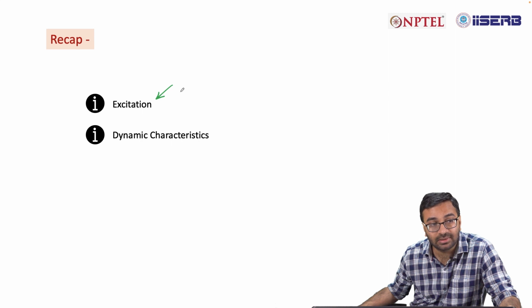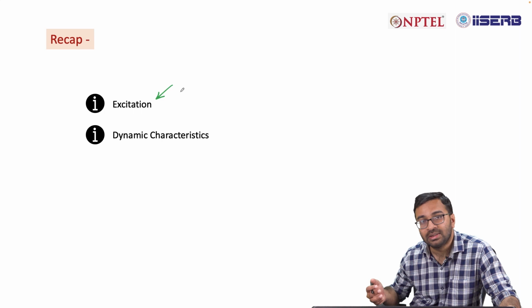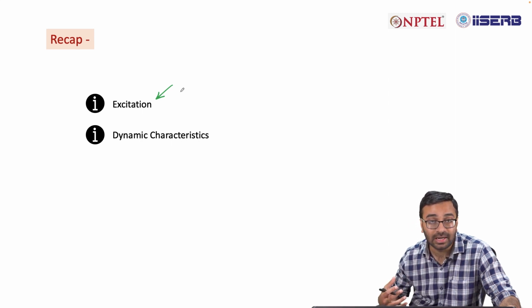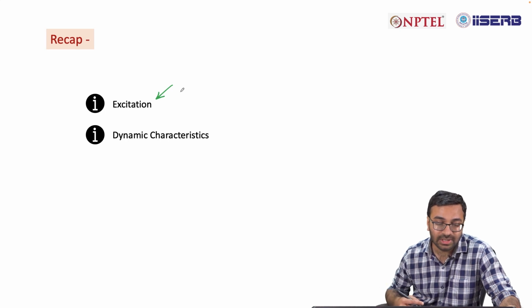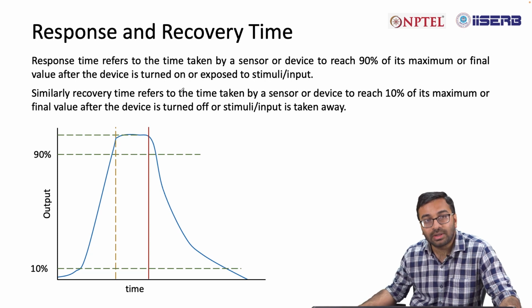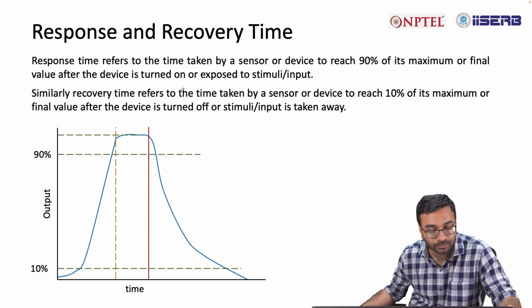And then we discussed the dynamic characteristics of a sensor, which is again very important. And we have seen how dynamic characteristics of a sensor can be useful, how we can make use of them, and what are the different conditions where dynamic characteristics can be utilized, or we should take care of them. So, we already have seen those aspects. Today, we will discuss one very important parameter, which is response and recovery time.